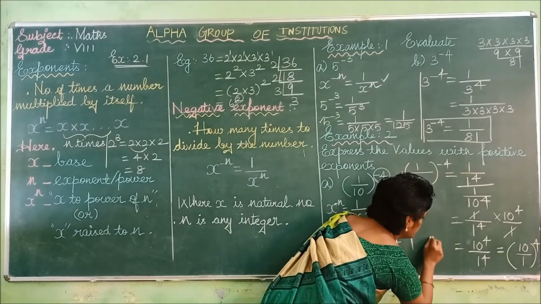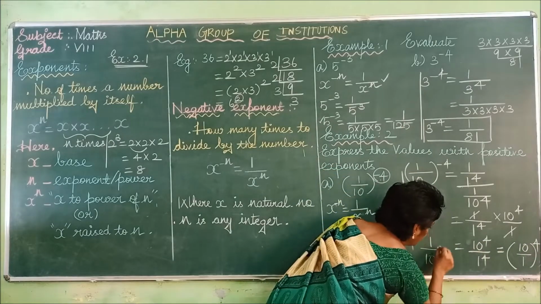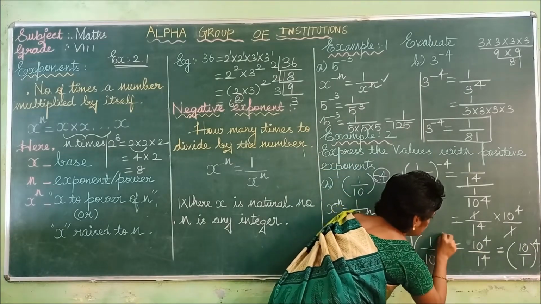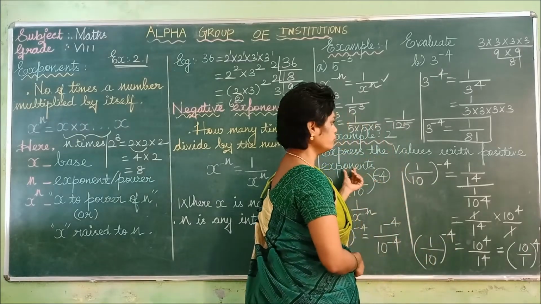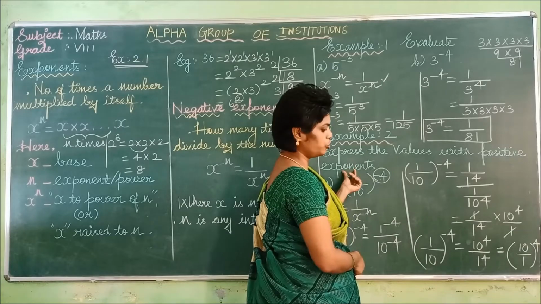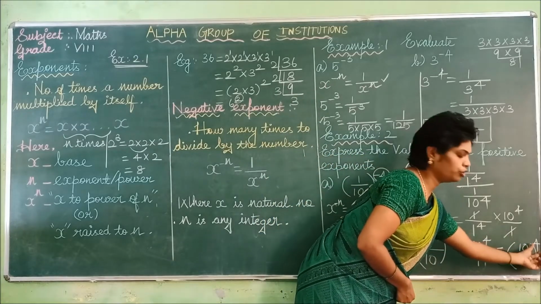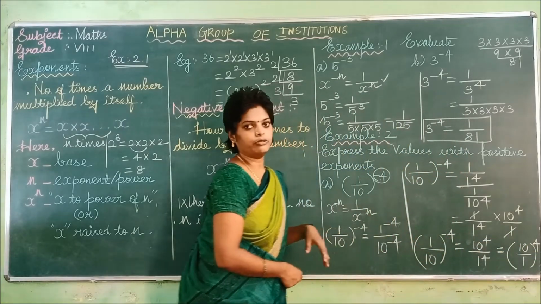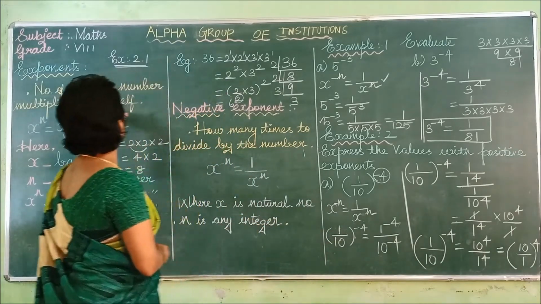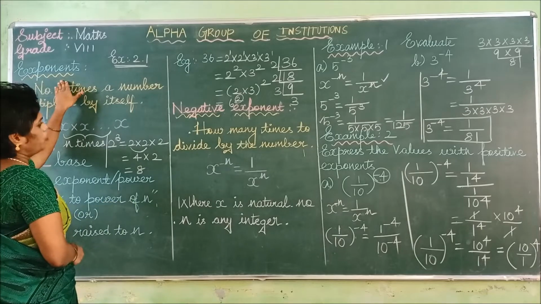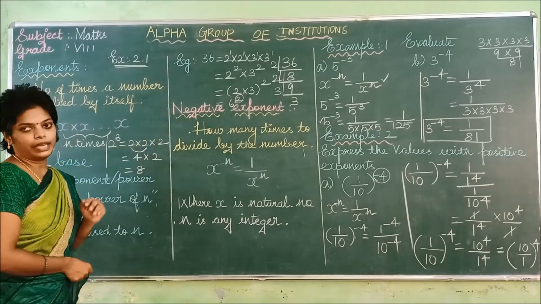So what is your question here? 1 divided by 10 to the power minus 4. This is a negative exponent. They ask you to express it with a positive exponent. Our answer is positive only. So this is the correct way to find the values. Here we have learned about negative exponents with some examples.